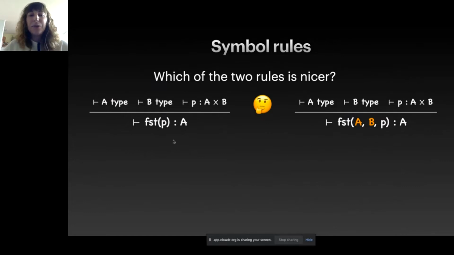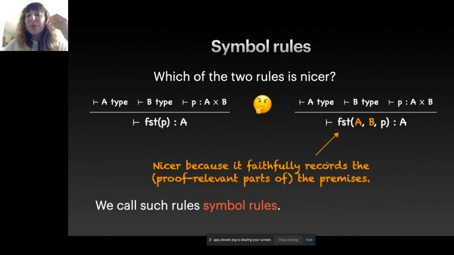but as I said before, we have some nicer rules and some not so nice rules, right? And then the question is, for example, which of these two rules is nicer? And I can imagine that all of you already know what I'm going to say. Of course, the nicer one is the right-hand one. And it's nicer because it faithfully records the proof-relevant parts of the premises, right? So basically, the conclusion is some symbol, for example, first here, and it's applied to every premise. Heads of the premises here are given as arguments in the conclusion. And for such rules, we call them symbol rules, right? So the conclusion is a symbol, and the arguments are every premise once. Sort of that's the intuition.